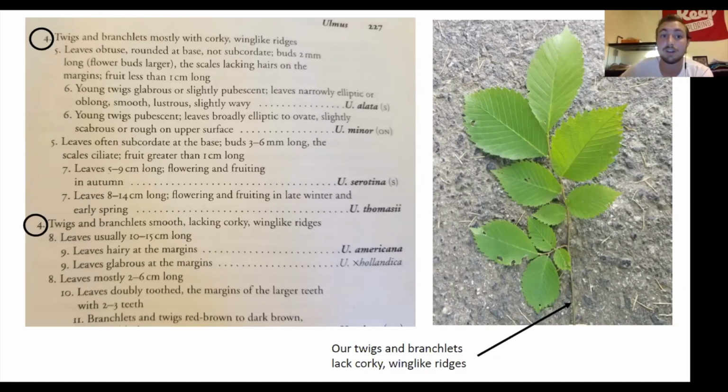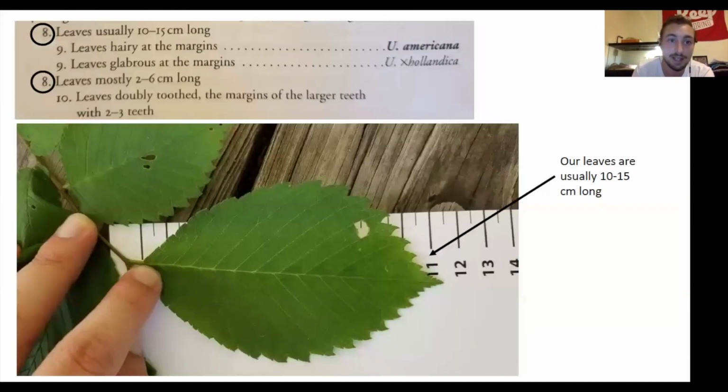So if we chose 1B, we would get to our couplet number 4, where it asks if our twigs and branchlets are mostly with corky wing-like ridges. Ours are smooth, so we'll choose the 4B. And then it asks about the length of our leaves, if they're 10 to 15 centimeters or 2 to 6 centimeters. Our leaves are 10 to 15 centimeters long. You see this one is about 11 and a half.